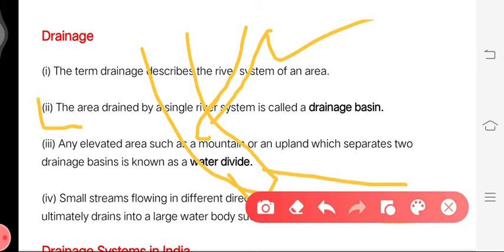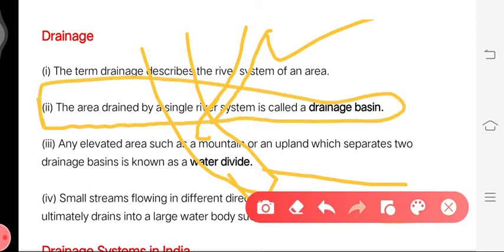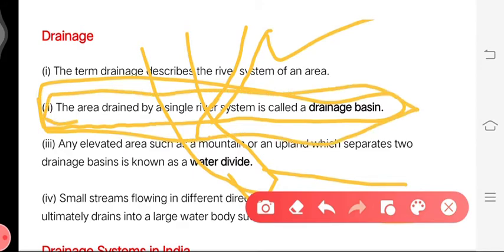And second point, the area drained by a single river system is called a drainage basin. It means the area in which water is provided for irrigation, hydropower generation, drinking water, etc. by a single river system is called the drainage basin of that river.